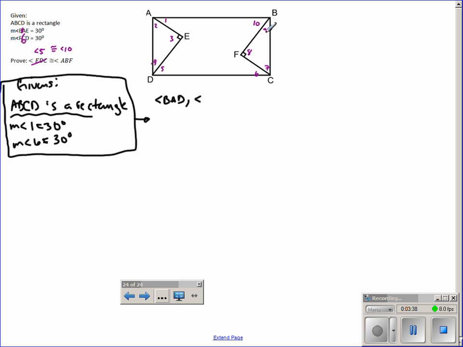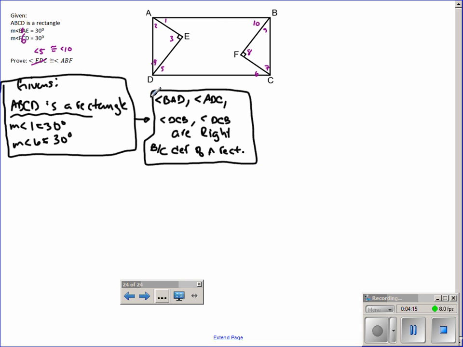angle BAD is this guy. If I look at angle ADC, which is this corner, and angle DCB, which is this upper corner, they're all right angles. These angles are right. I'm going to write that in. And I know that directly because of the definition of a rectangle. That's what it means to be a rectangle: you are a quadrilateral with four 90-degree angles. So that comes directly from our givens. I don't know if we're necessarily going to need that, but I know it comes from our givens.